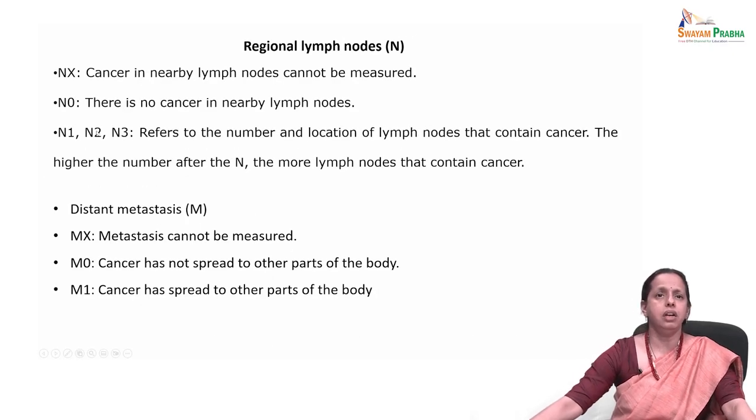And for the regional lymph nodes, N, which describes cancer in nearby lymph nodes: NX means it cannot be measured. N0 means there is no cancer in your nearby lymph nodes. N1, N2, N3 refer to the number and location of lymph nodes that contain cancer. The higher the number after the N, the more the cancer could have metastasized. The distant metastasis is M.